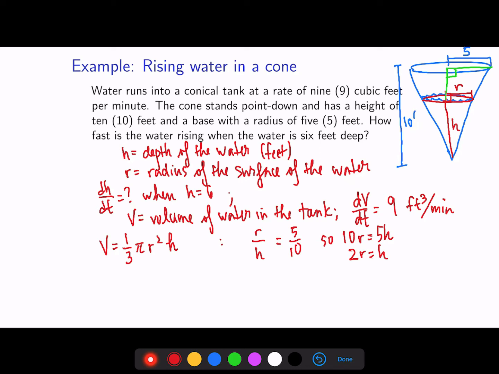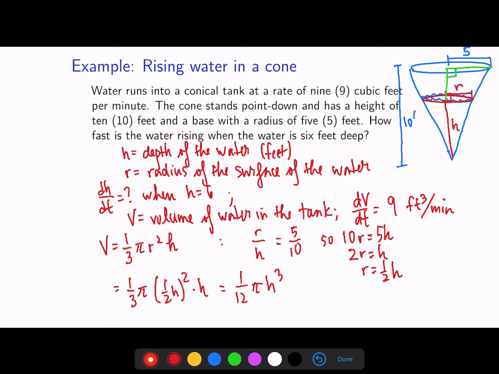In this case, we want to rewrite R in terms of H, so I'm going to write R equals 1/2 H. Substituting this into the volume equation, I get 1/3 pi times the quantity 1/2 H squared times H. And if I multiply that all out, 1/2 squared is a 1/4, so I get 1/12 pi H cubed. That now is an equation that relates my volume to the depth of the water.